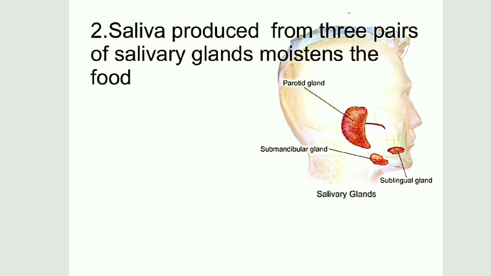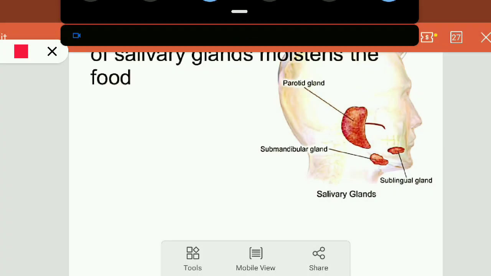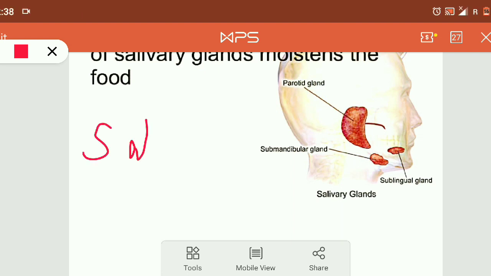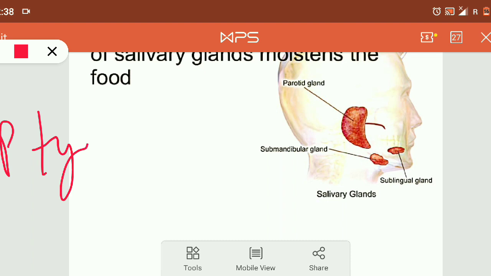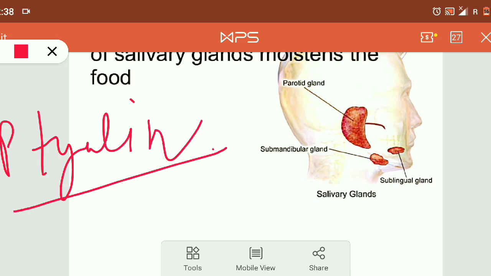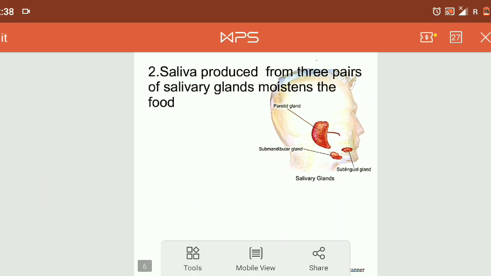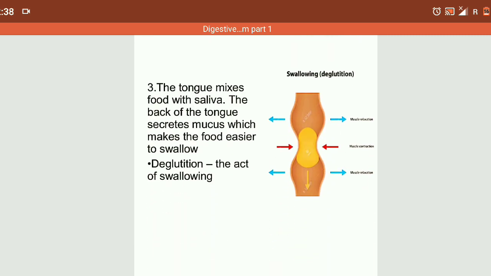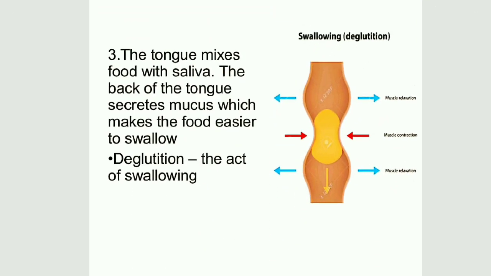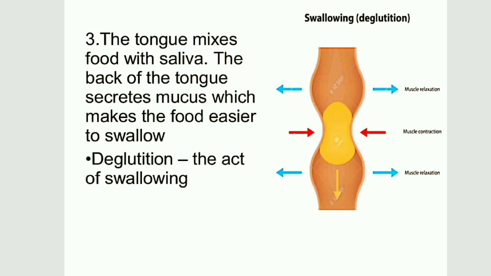The saliva contains a very important enzyme known as salivary amylase. Salivary amylase is also known as ptyalin. It digests the carbohydrates present in your food into simple sugars. Then the tongue mixes food with the saliva. The back of the tongue secretes mucus which helps the food to move ahead, to be swallowed easily. The act of swallowing is known as deglutition.